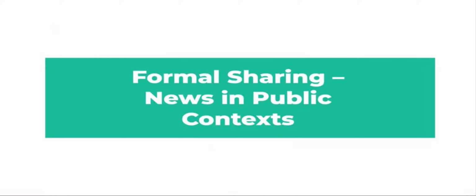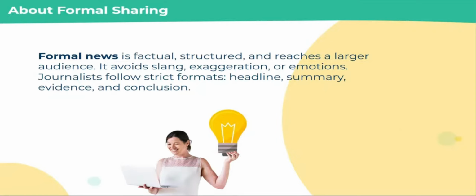So now that we have looked at informal sharing and the vocabulary for informal sharing, let's look at formal sharing. So, news in public contexts. Formal news is factual, structured, and reaches a larger audience. It avoids slang, exaggeration, or emotions. Journalists follow strict formats: headline, summary, evidence, and conclusion.